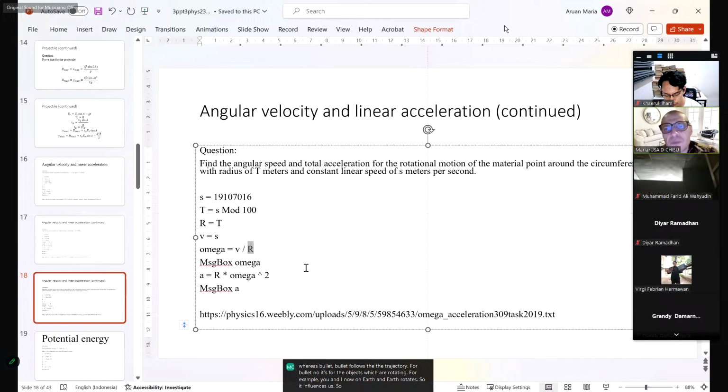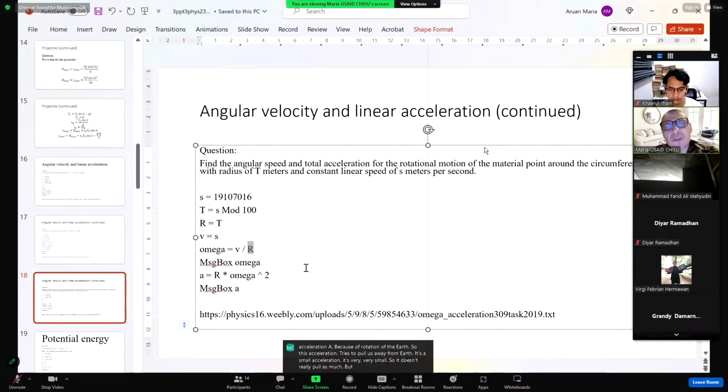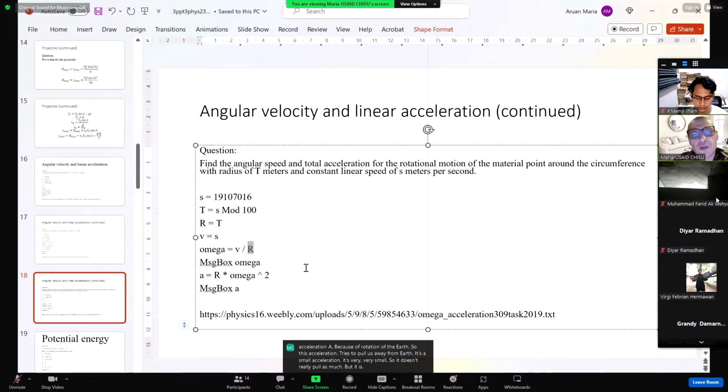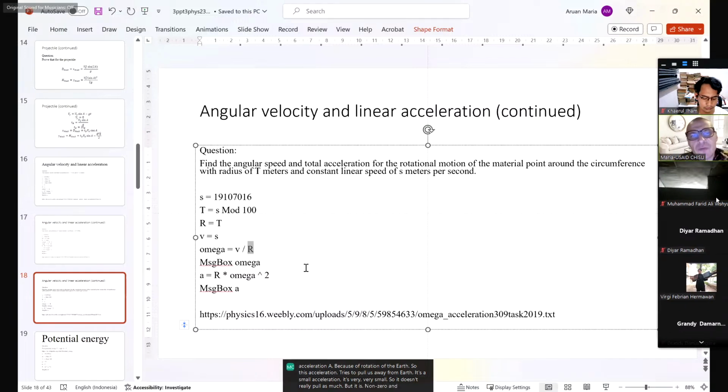So we experience acceleration. We experience linear acceleration A because of the rotation of the Earth. This acceleration tries to pull us away from Earth. It's a very, very small acceleration, so it doesn't really pull us much, but it is non-zero. And maybe if we have time, we can calculate this acceleration. I think I asked you to do that a little bit later.